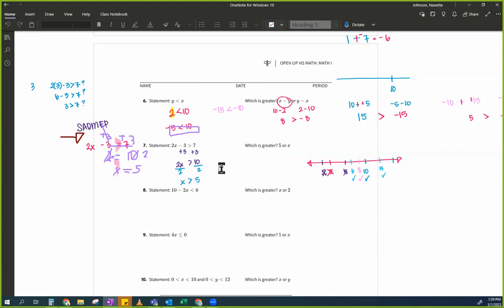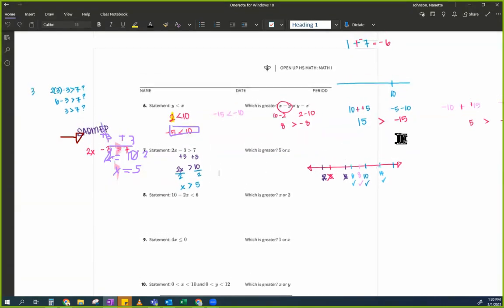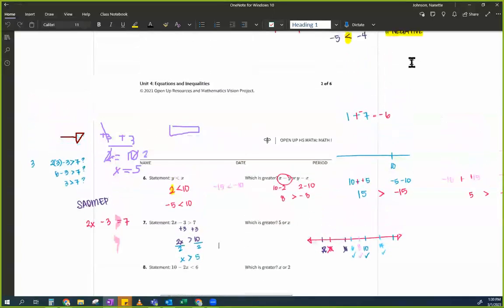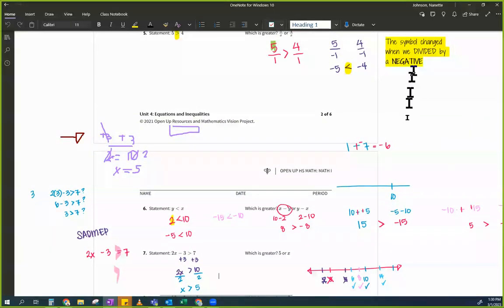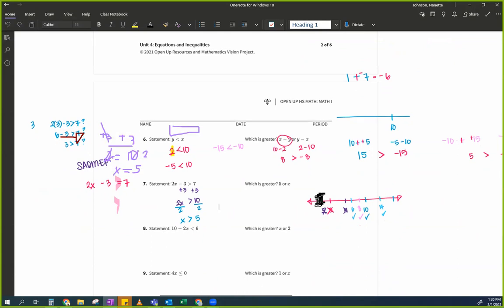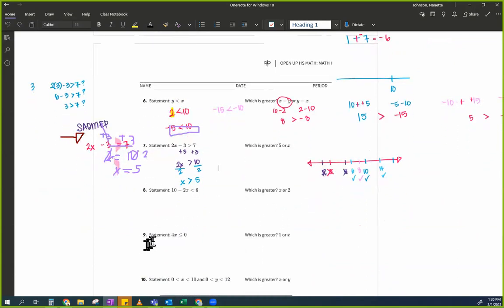Okay, any questions on this before I move on? So we already knew this? Yes. So the only thing that we learned was this up here. If we multiply or divide by a negative, then we switch our symbol? Yes. Okay, here we go. Perfect. So I just need to now show you how to graph it, and then we're done.